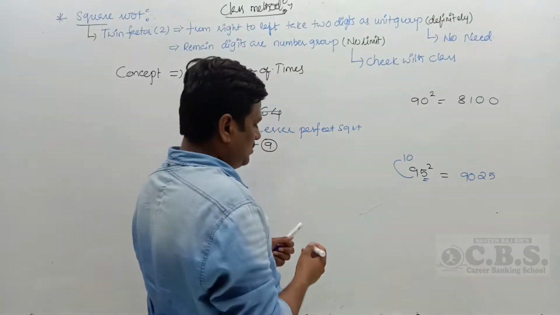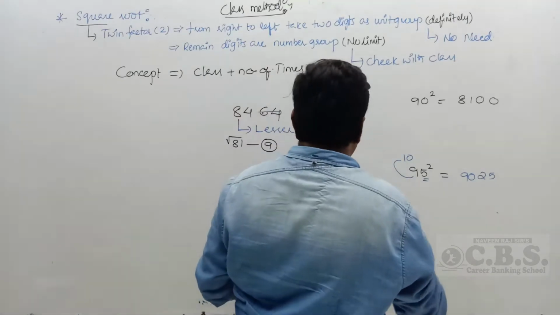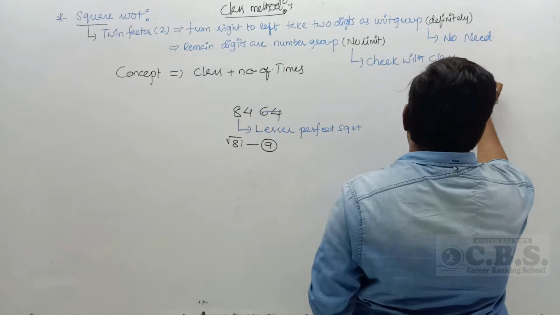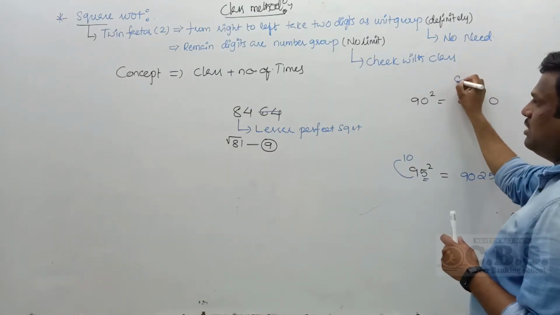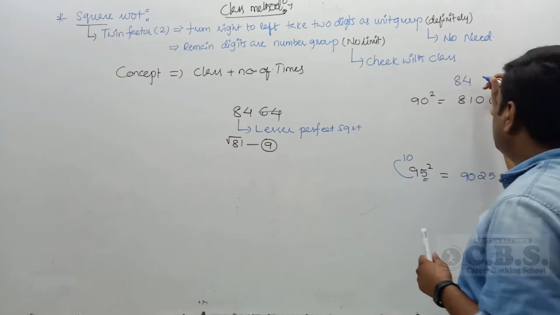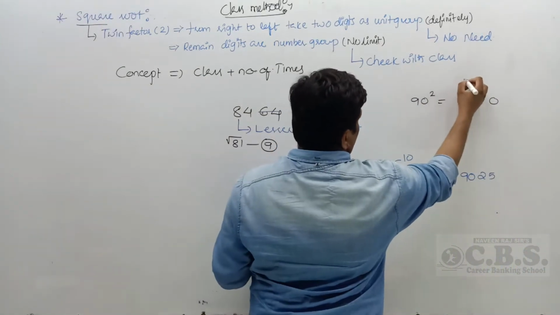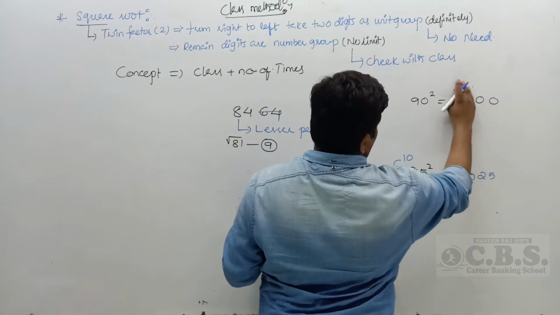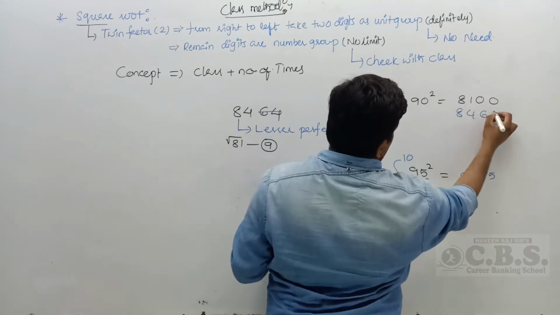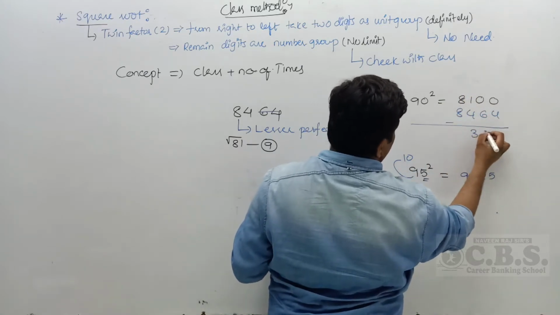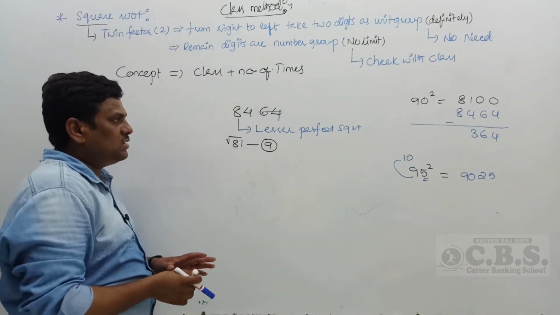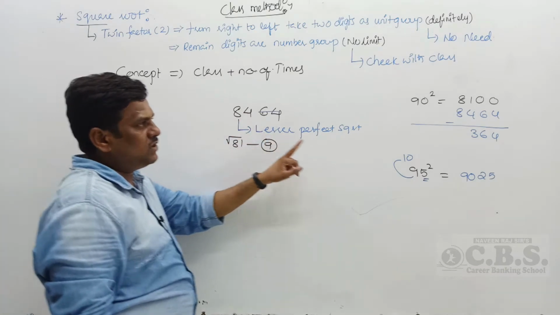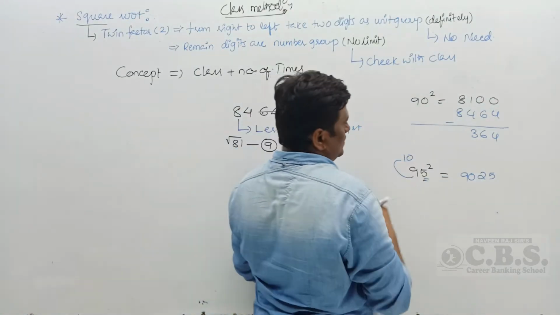Let's check with our number. Our number is 8464. 84 and 64. What is the difference? 364. Okay, the difference is 364. Let's go with the example. Our number 8464 is near to 8100. What is the difference? It is 364.